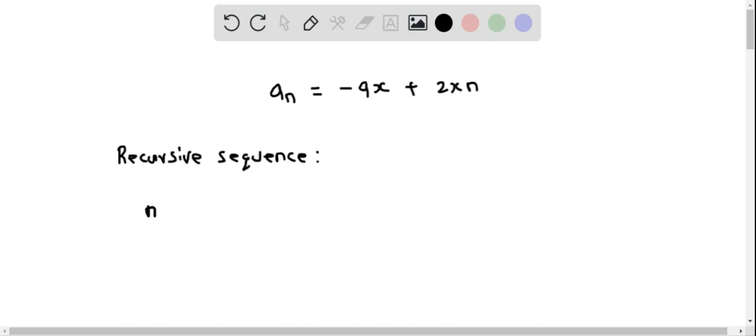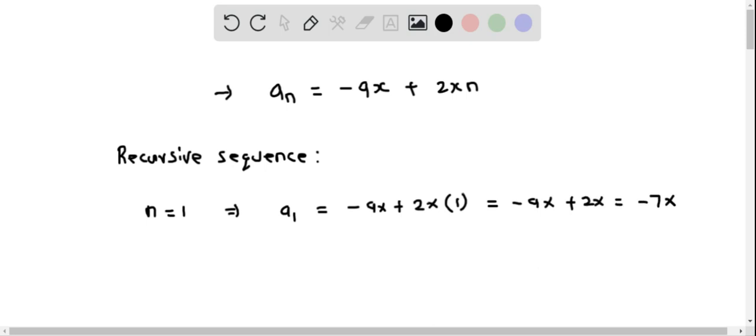I'm going to plug in n equal to 1 into this explicit formula, and this gives a of 1. This equals negative 9x plus 2x times, replace n by 1. So it becomes 2x times 1, and this gives negative 9x plus 2x, and this equals negative 7x.